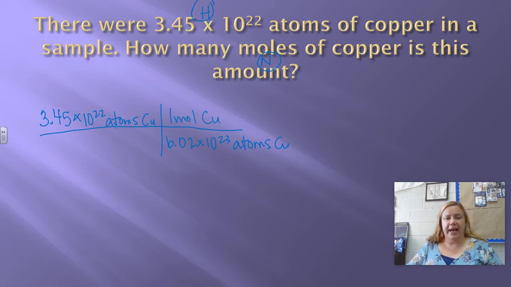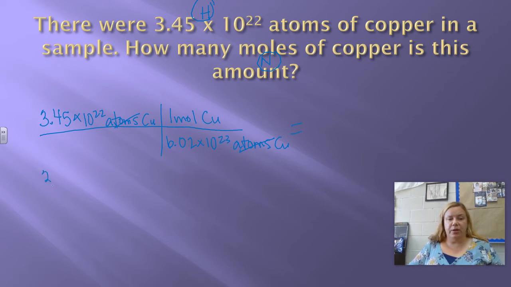So notice I put the atoms on the bottom because I have to have them catty-corner from each other. So therefore you can cancel out the atoms. Then you're going to have moles. So what you do is you always multiply across the top, multiply across the bottom, and divide by the bottom. So basically you're going to take 3.45 times 10 to the 22nd divided by 6.02 times 10 to the 23rd, and you'll get your number of moles.